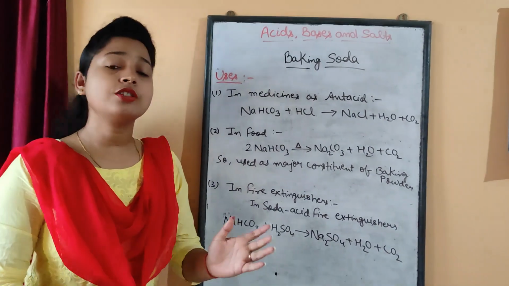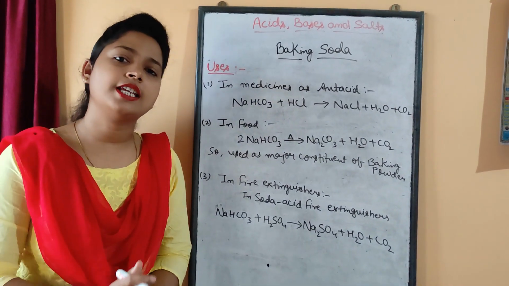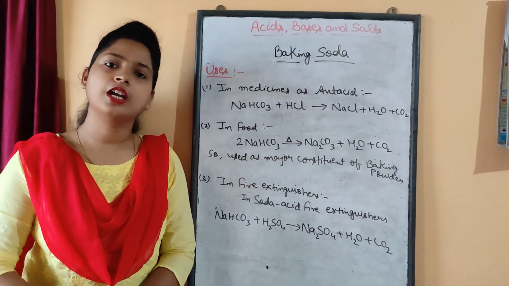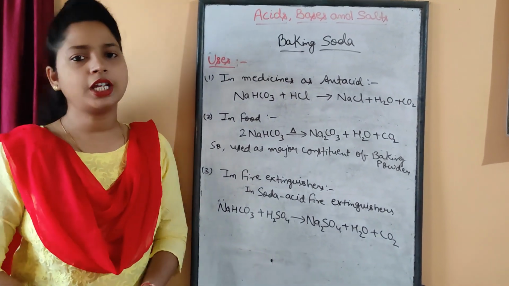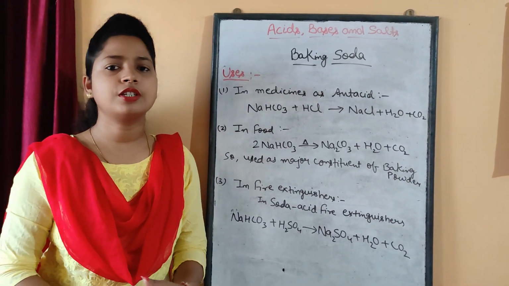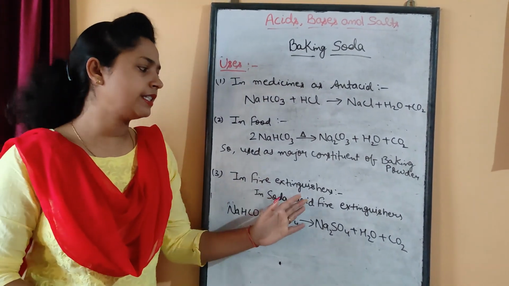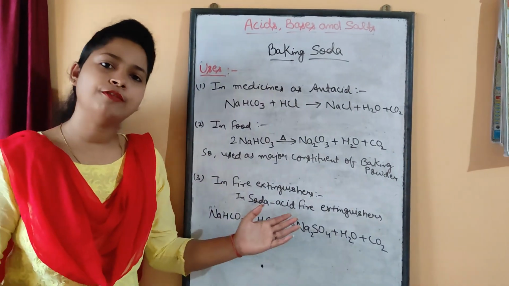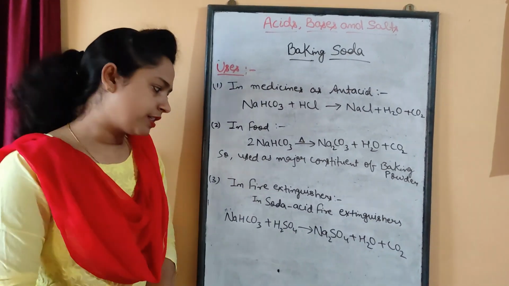Third is in fire extinguisher. Baking soda is also used in fire extinguishers, specifically in soda acid fire extinguishers. Students, in class 8 in the chapter Combustion, you have already read about fire extinguishers, that there are two types of normal fire extinguisher. First is CO2 fire extinguishers, which is very common, which we see everywhere, and second is soda acid fire extinguishers.